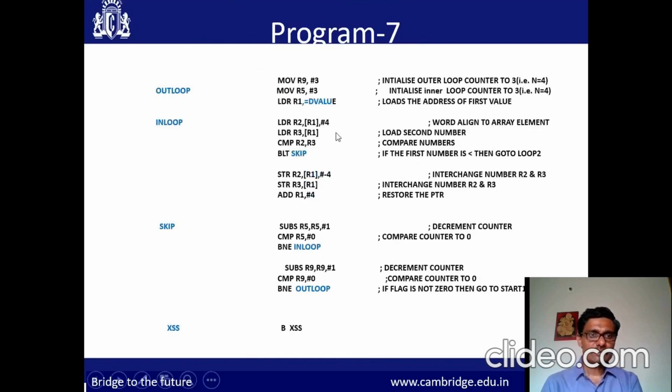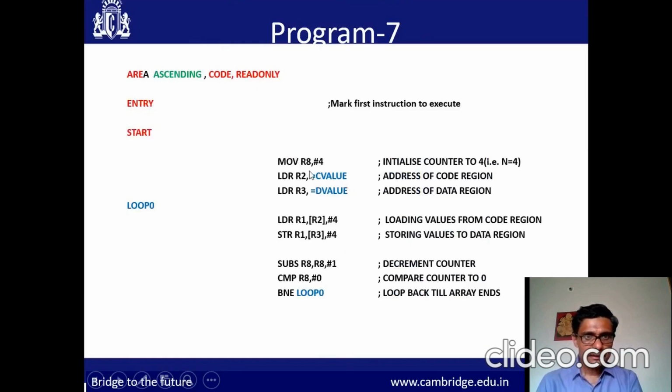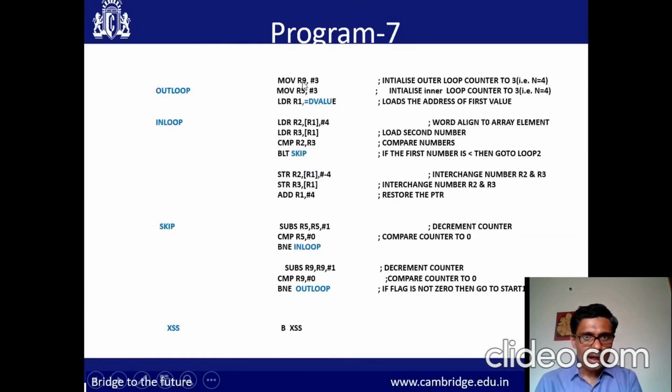So the next part is the sorting part. The bubble sort algorithm is implemented here. As I said, we have taken 2 counters in the previous slide. So R9 is used as outer loop counter, R5 is used as inner loop counter. Here R9 is initialized with 3 because n is 4, so it is n minus 1, which is 3. Similarly, R5 is also initialized with 3 here.